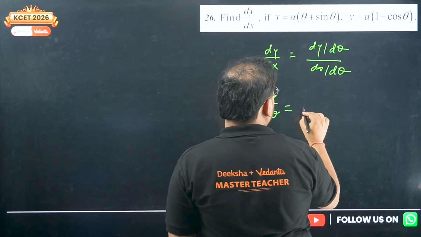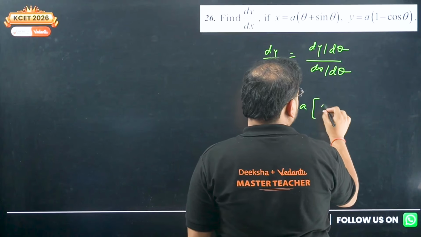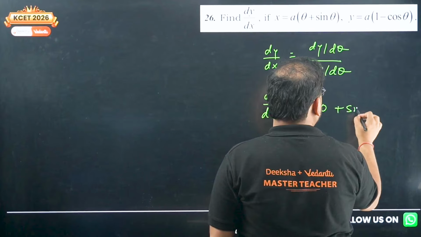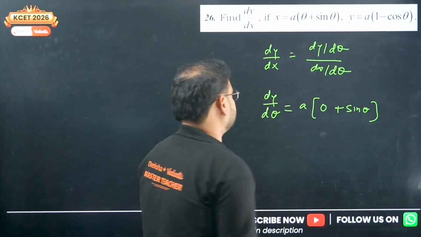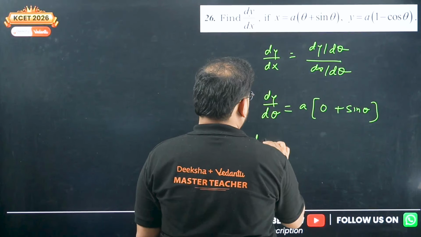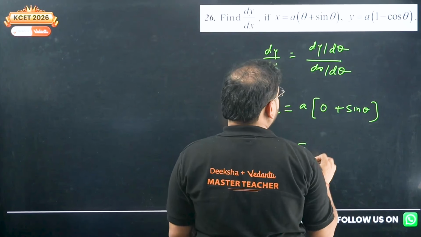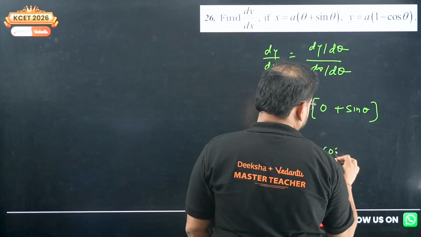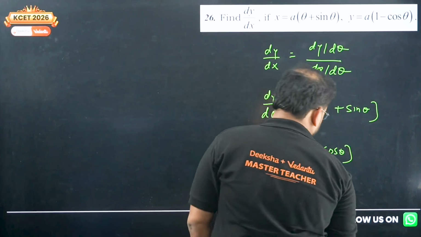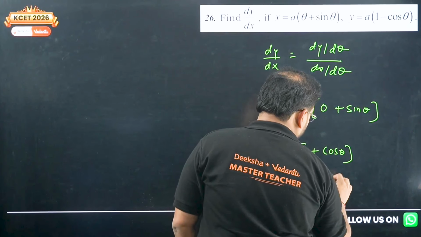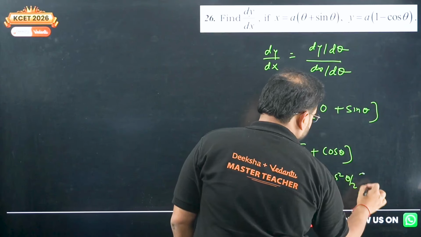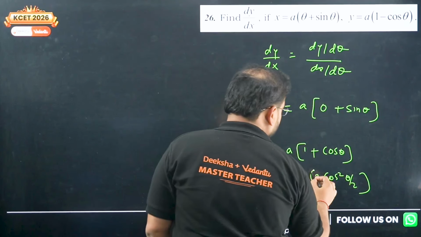Differentiate. A is a constant. Keep it as it is. The derivative of 1 will be 0. This will become plus sine theta. Correct, no? Cos will become minus sine, so minus and minus becomes plus sine theta. Next we're going to move on to this one, dx by d theta. Okay, so that a is again a constant as it is. Derivative of theta will be what? 1. Sine will become cos. Okay, cos theta. So 1 plus cos theta is given by 2 cos square theta by 2. Okay, 2 cos square theta by 2.